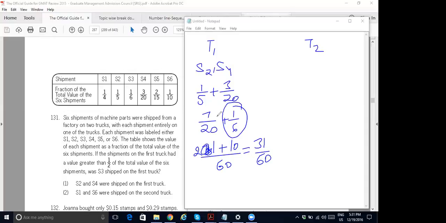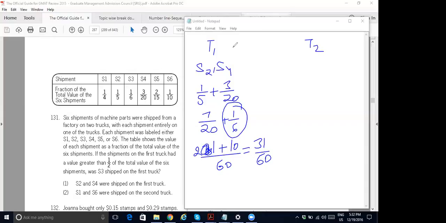Now I'm trying to figure out, where are we given that we have to load 3 shipments each? We are not given that. Six shipments were shipped from a factory on 2 trucks, with each shipment entirely on one of the trucks. You're right, it isn't given. We are not given that 3 shipments have to be on one truck.